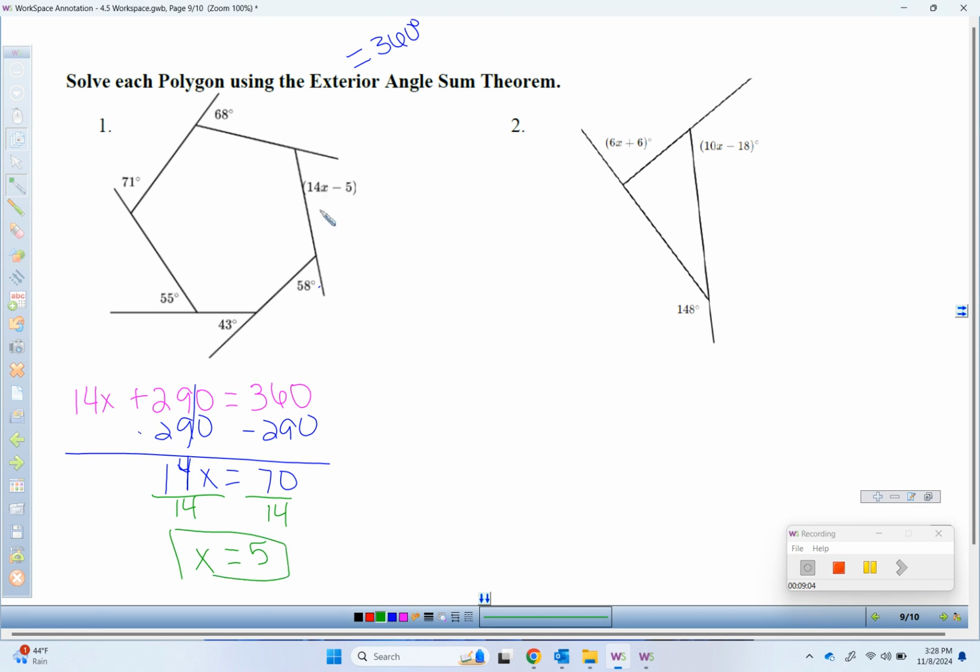Okay, so if you want to find the missing angle, you would just plug the 5 in for the x right here, and then take it minus 5. And you should get 65. Okay? If you wanted to check yourself, you would add all of these exterior angles together: 71 plus 68 plus 65 plus 58 plus 43 plus 55, and you should get this 360.